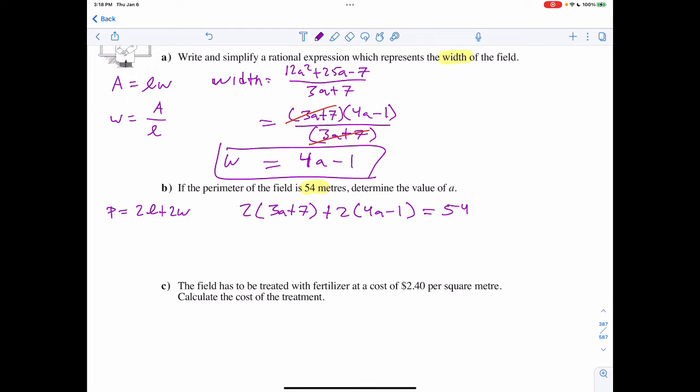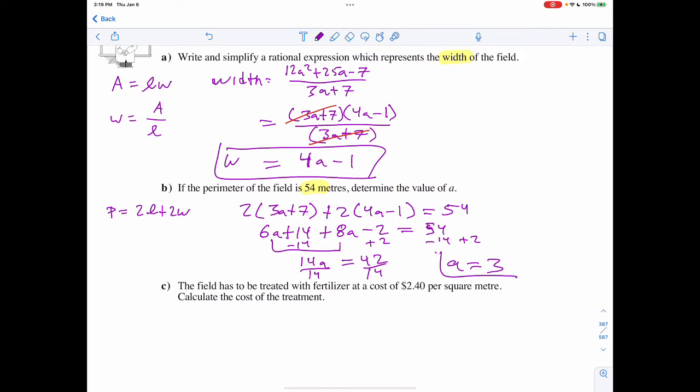When I expand this out, I'm going to get 6a plus 14 plus 8a minus 2 is equal to 54. I'm going to subtract 14 from both sides. I'm going to add 2 to both sides. And I'm going to combine my a's. So I can say that 14a is going to be equivalent to 42. And then when I divide both sides by 14, a is equal to 3.